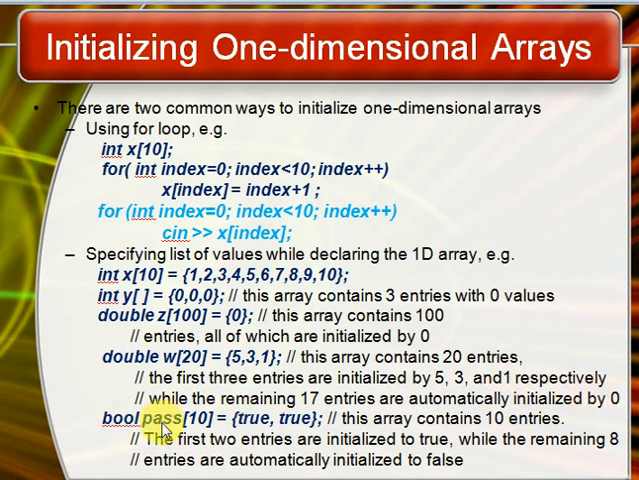bool pass[10] = {true, true}. It's an array pass of type bool having a capacity of 10 elements, and here only 2 values are initialized. So this array contains 10 entries. The first 2 entries are initialized to true, while the remaining 8 entries are automatically initialized to false. False means 0. So in the case of bool values, we will use true and false.